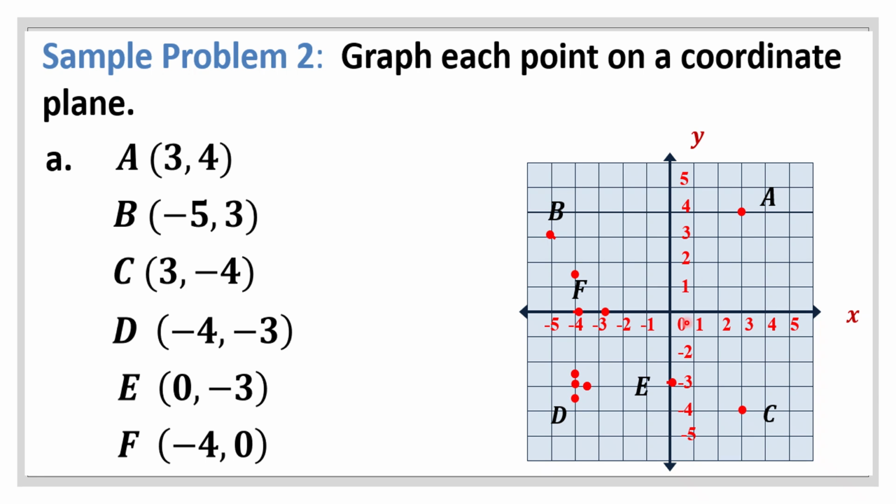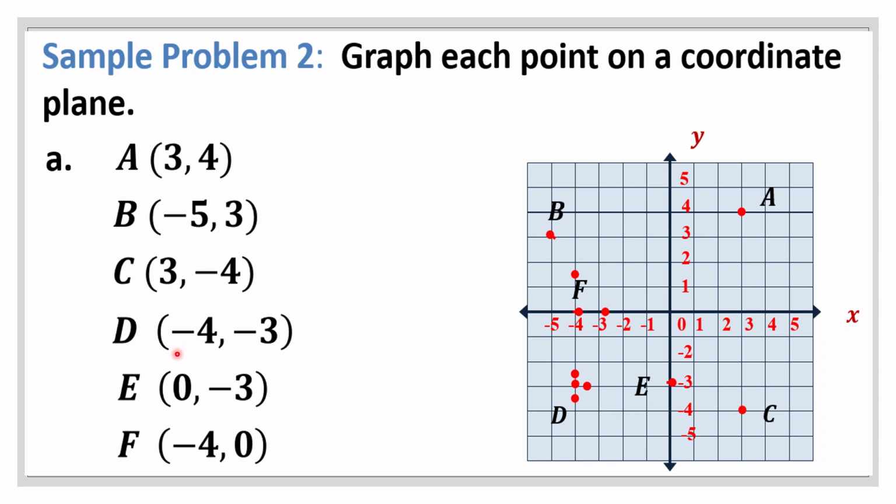So you notice, for B, we have negative 5 and 3. That means we have negative 5 here and 3 is positive. So that's why it's in the second quadrant. For point C, we have a positive coordinate of 3 and then negative 4. That's why it's here. All right. So look at this. This is the point C.